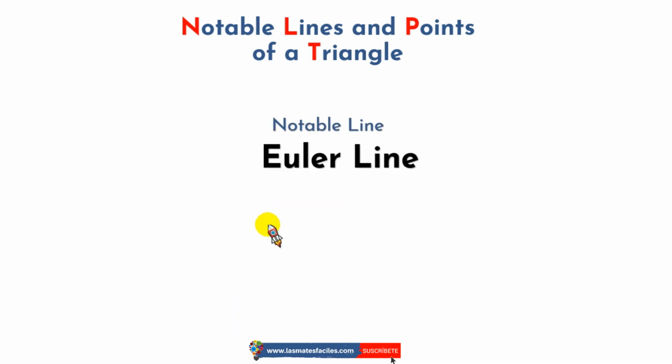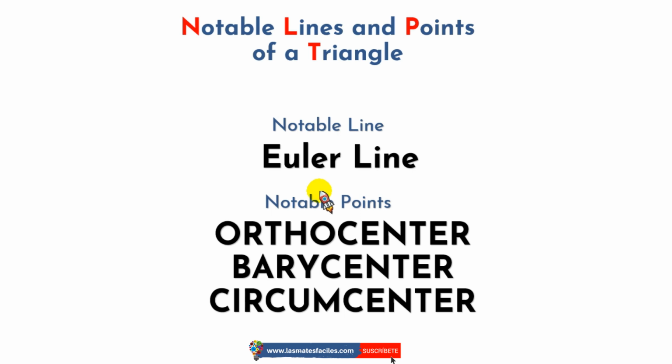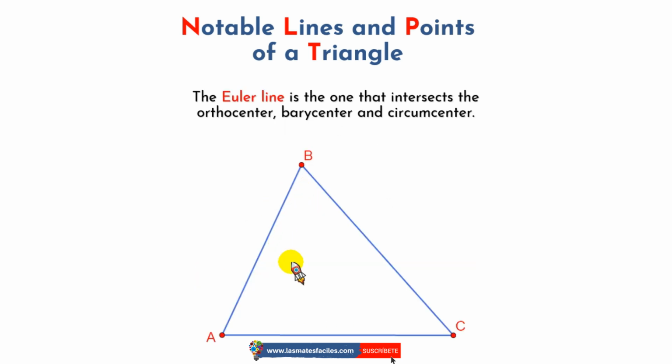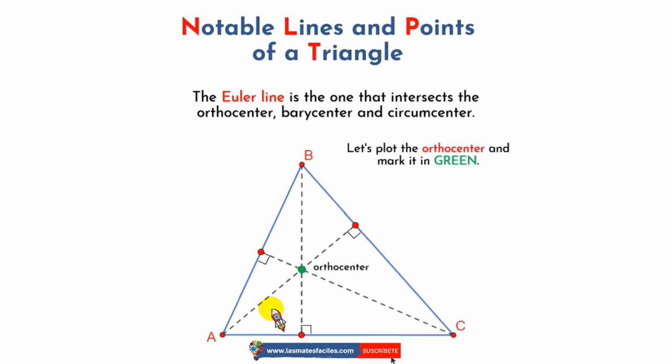Now, let's talk about another notable line. Let's talk about Euler's line. This line passes through 3 points: orthocenter, barycenter or centroid, and circumcenter. Let's draw the triangle. Let's draw the orthocenter. The orthocenter is obviously the one formed by the intersection of the altitudes. We'll color it green. That's the orthocenter.